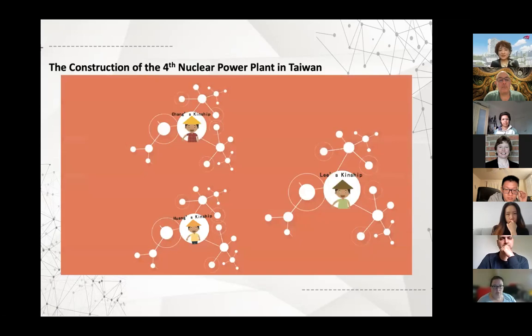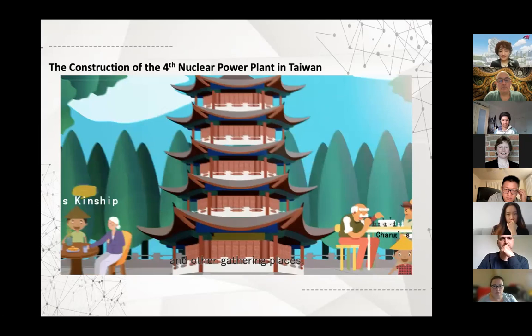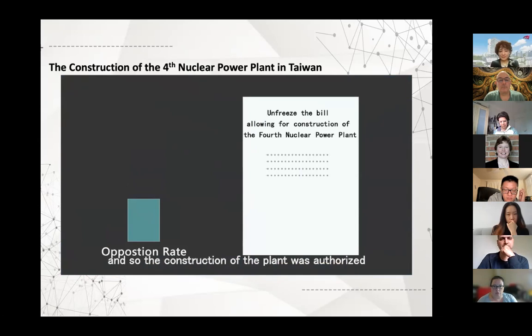Similar conversations occurred throughout the neighborhood, where Li and his colleagues addressed the villagers' concerns over a cup of tea, a game of chess, or during household chores. These conversations happened in private houses, temples, and other gathering places. This strategy was a success. A public poll showed a significant decrease in villager opposition. And so the construction of the plant was authorized.